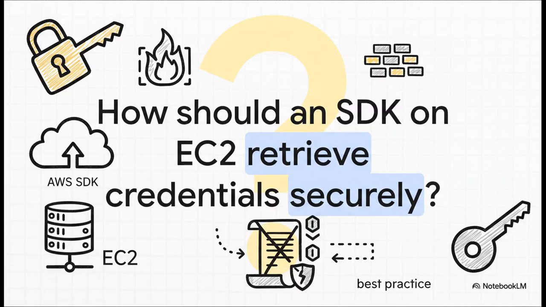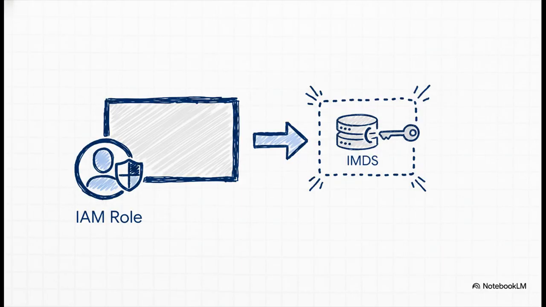All right, here's a classic exam question for you. Picture this. You're deploying your application to an EC2 instance. Security is everything, so hard coding keys is a huge no-no. What's the best practice here? The answer, and you will absolutely see this on the exam, is to use an IAM role.